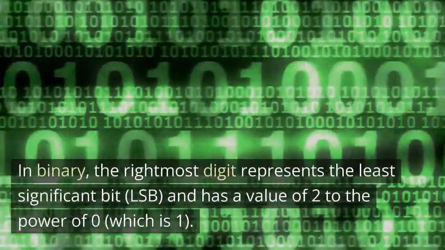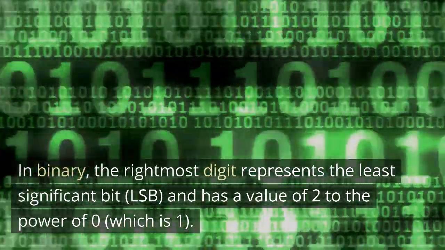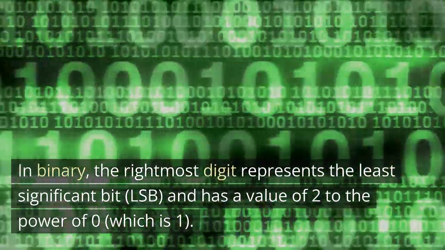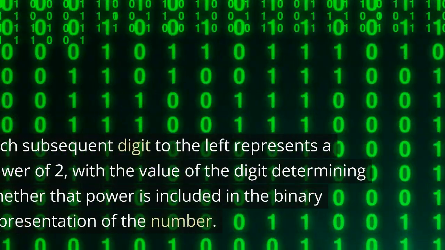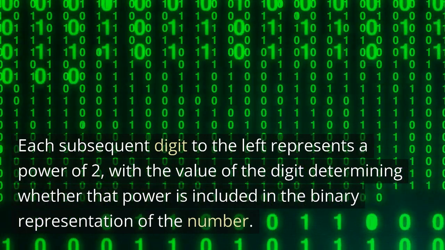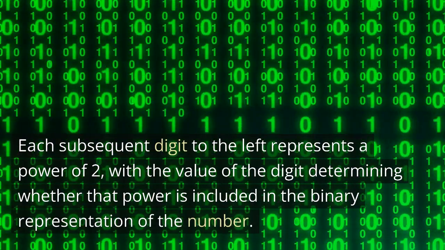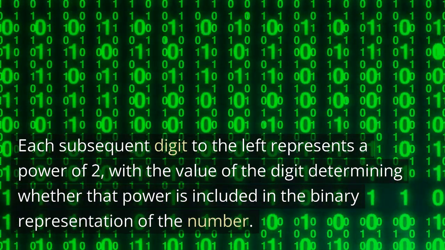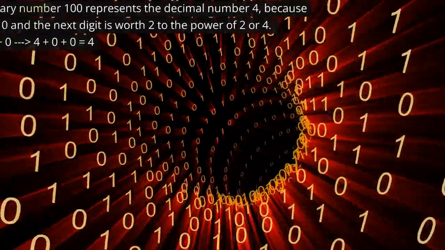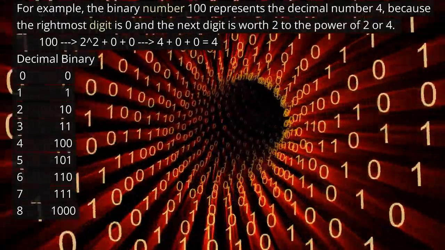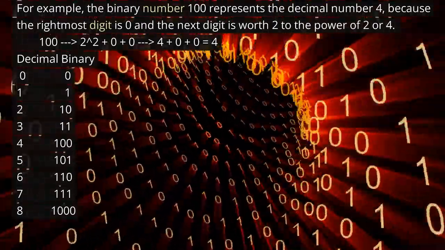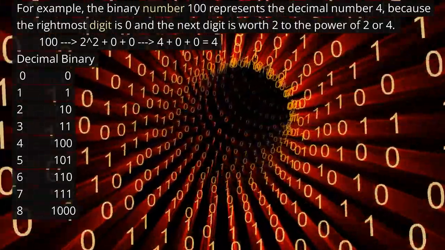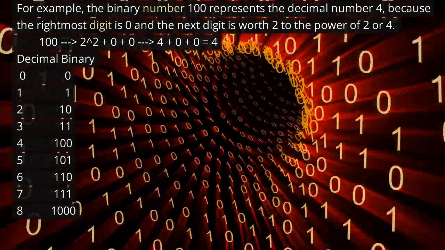In binary, the rightmost digit represents the least significant bit, LSB, and has a value of 2 to the power of 0, which is 1. Each subsequent digit to the left represents a power of 2, with the value of the digit determining whether that power is included in the binary representation of the number. For example, the binary number 100 represents the decimal number 4, because the rightmost digit is 0 and the next digit is worth 2 to the power of 2, or 4.